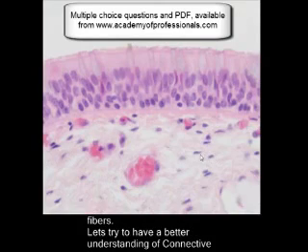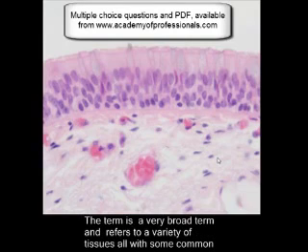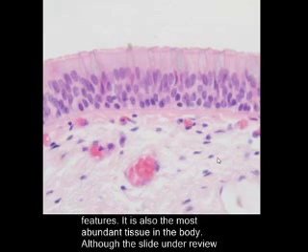Let's try to have a better understanding of connective tissue. Connective tissue, as we know, is one of the 4 types of tissues found in a human body. The term is a very broad term and refers to a variety of tissues, all with some common features. It is also the most abundant tissue in the body.